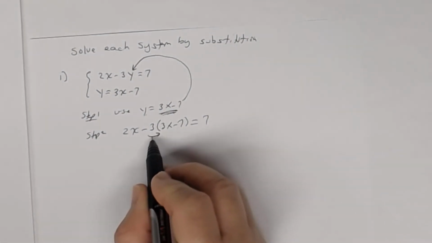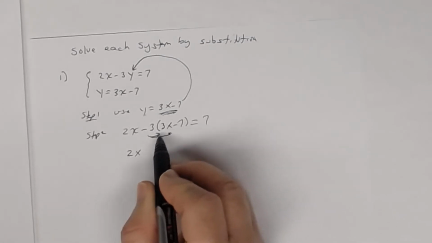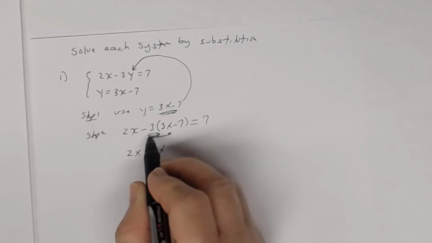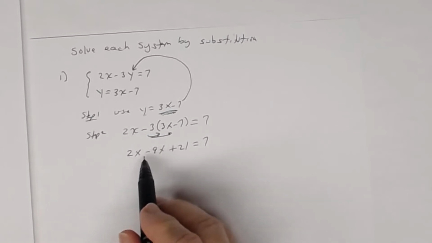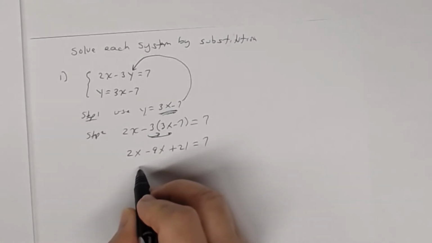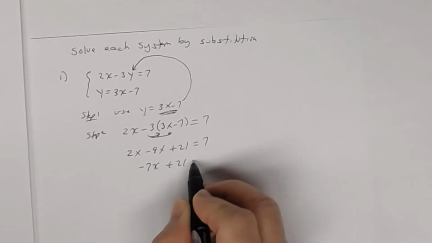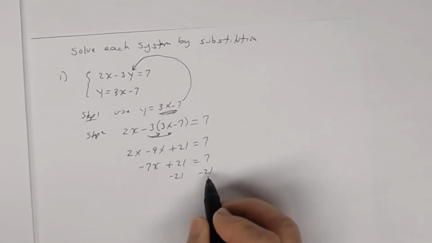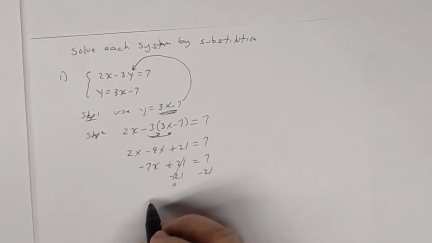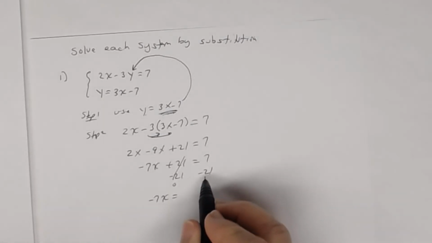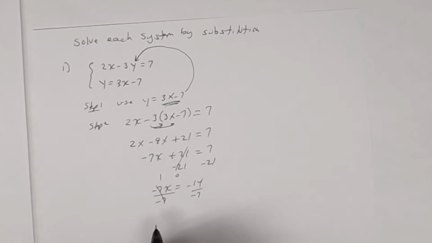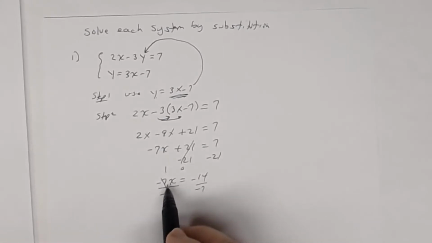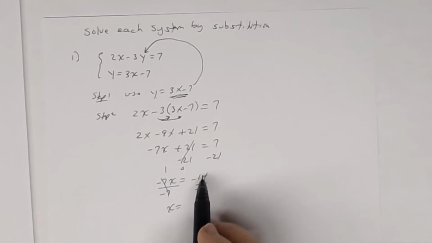All right, so let's go ahead and distribute the negative 3. So I get 2x. Negative 3 times 3x is a negative 9x. A negative 3 times a negative 7 is a positive 21, and that's going to equal 7. And so 2x minus 9x is a negative 7x plus 21 equals 7. Subtract 21 from both sides and combine like terms. I get negative 7x equals 7 minus 21, which is negative 14. Divide both sides by negative 7, and then simplify and reduce. I get 1 times x is x equals negative 14 divided by negative 7, which is a positive 2.